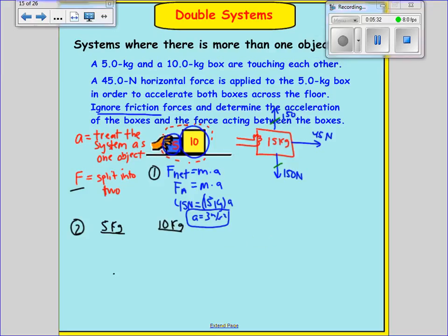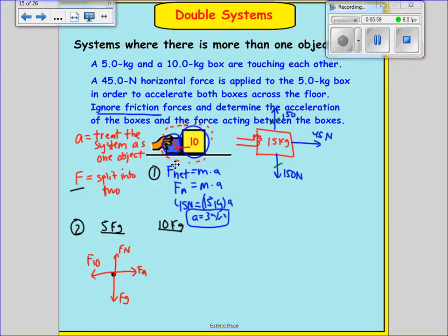Okay, and actually I'm going to move this to the side so I can conserve some space here. So if I drew the force diagram for the 5 kilogram block, what forces are acting on it? Well, I have force gravity going down. I've got force normal going up. I've got the force that the hand is pushing on it, so we'll call that force applied. And then I've got the force of the 10 kilogram block pushing back on it. So I'm going to just call that F sub 10.